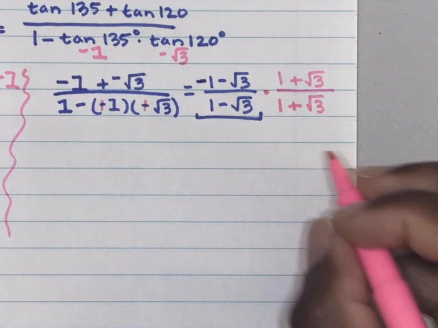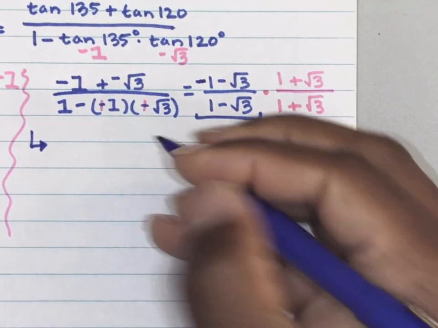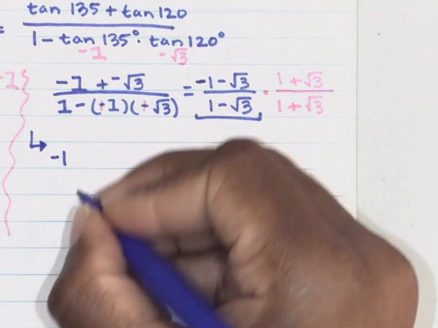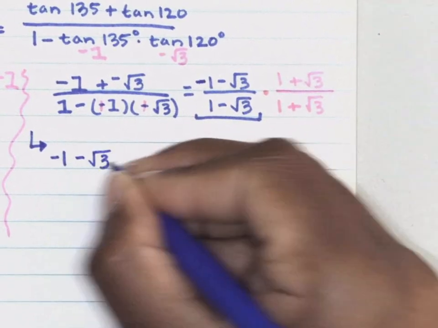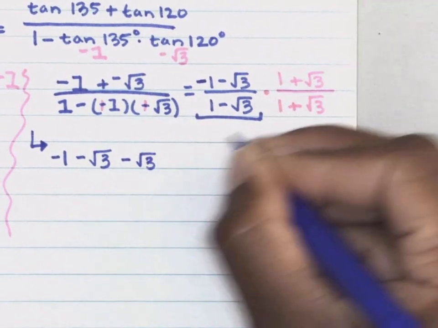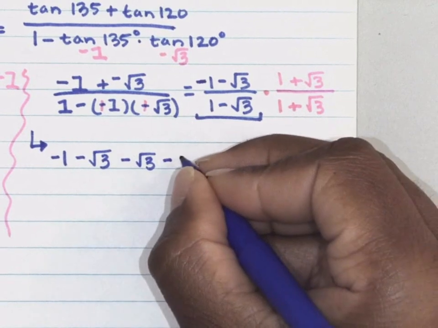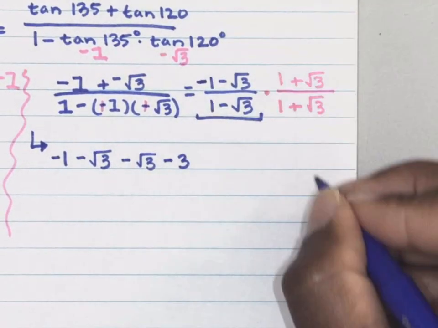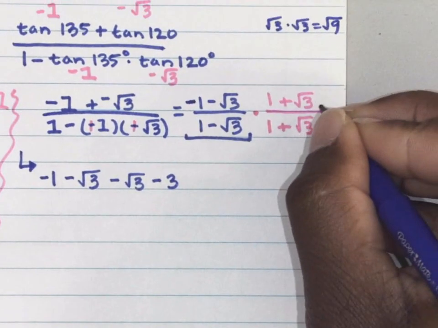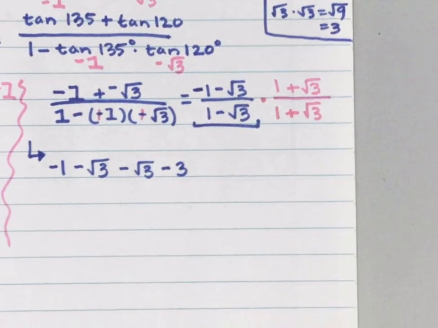All right, so on the top, I got a 4. So first times first is -1. Outer times outer is -1 times √3. Inner times inner is -√3 times 1. Last times last is -√3 times +√3. So that'll be -3. The square root of 3 times the square root of 3 equals the square root of 9, which comes out to equal 3. So that's how we got that 3.